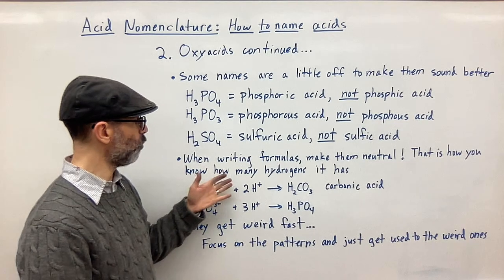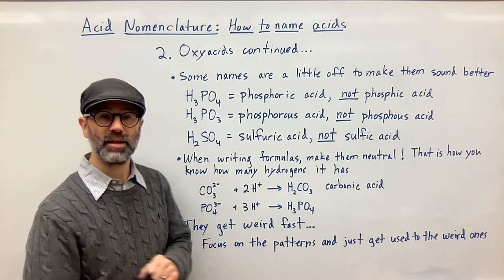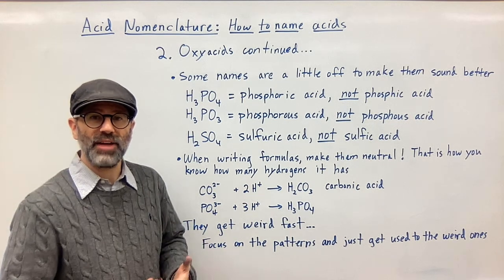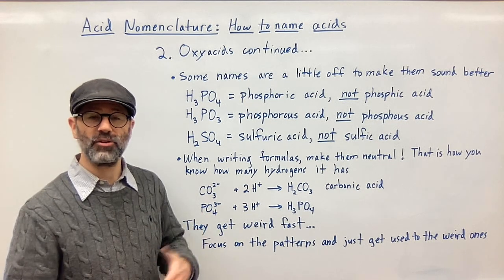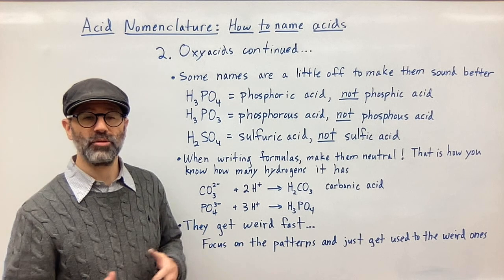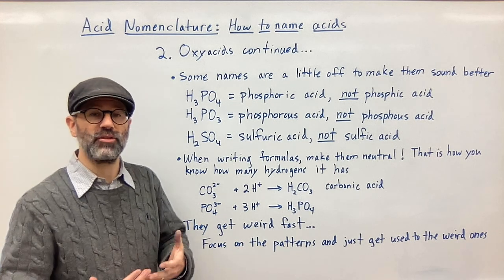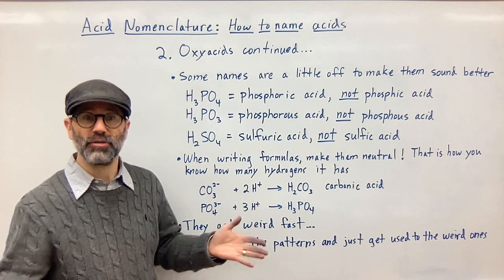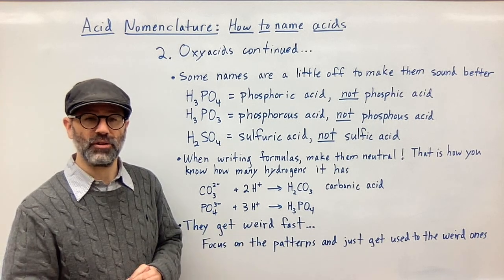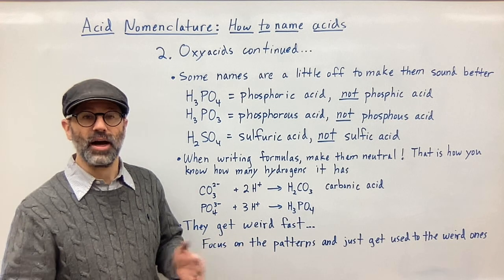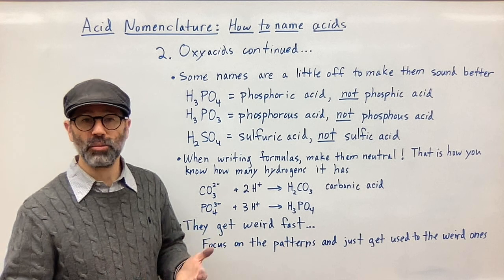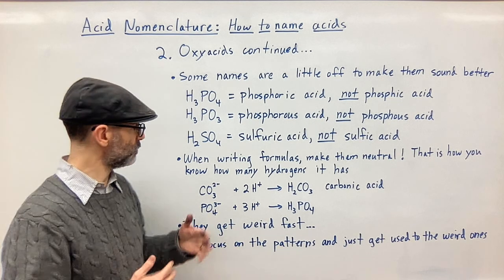When you're writing formulas, make the formula neutral. So remember this as kind of an ionic substance. Acids are not ionic substances. They are molecular substances, but they ionize in water. So they behave like ionic substances, but they're not ionic. But you can name them or write the formula by balancing charges.